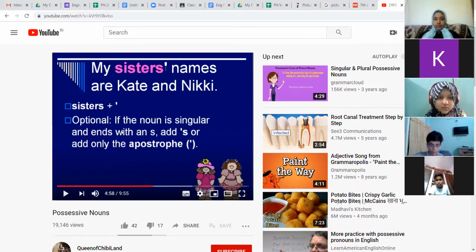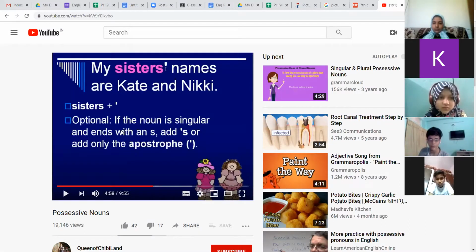We are not adding another S. The word is already brothers, sisters. It is already ending with an S, so we cannot add an apostrophe and another S. How will we put that? We will just write the word sisters and put an apostrophe mark on top to show the possessiveness, to show the possessive noun. Okay? Is there any doubt in this?